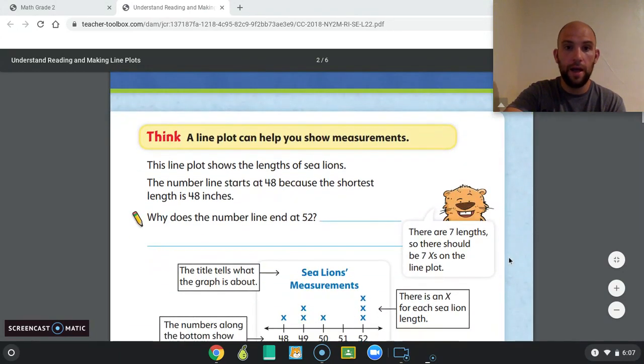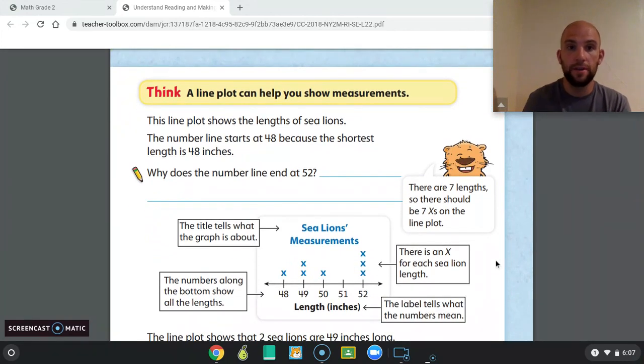So a line plot can help you show measurements. This line plot shows the lengths of sea lions. The number line starts at 48 because the shortest length is 48 inches. Why does the number line end at 52? So the number line ends at 52 because the longest sea lion is 52 inches. So our shortest sea lion is 48, so our number line will start at 48, and our longest sea lion is 52 inches, so we will end at 52 inches.